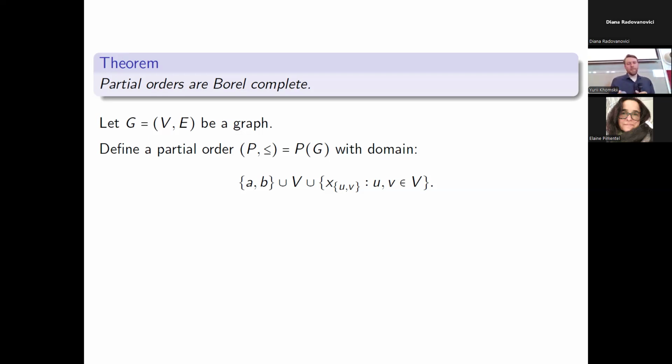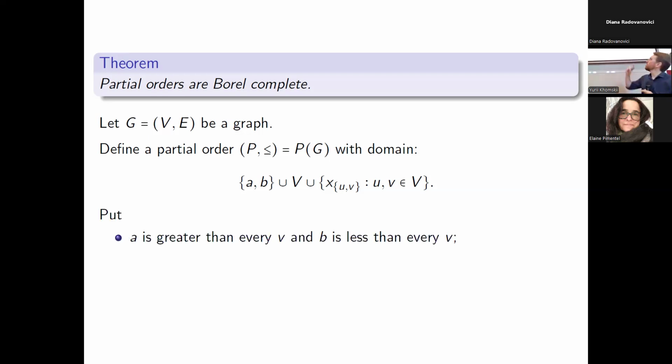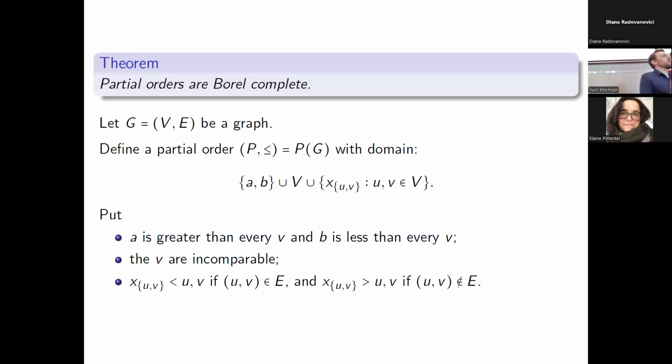So this is not for the actual edges, but just for every pair of vertices, we're going to have a new X. In the partial order, we're going to put A bigger than all of the vertices and B smaller than all the vertices. That's kind of playing the role of the four-clique we put on before. We want to distinguish which elements are really representing things from the graph versus things that are not. The V's are all going to be incomparable to each other. And then we want to code in the edge relation. So for each potential edge, if it really is an edge between U and V, then we're going to put this thing below the two vertices. And if it's not an edge, then we're going to put this above the two vertices. And so that's going to be how we say whether two vertices are connected or not.